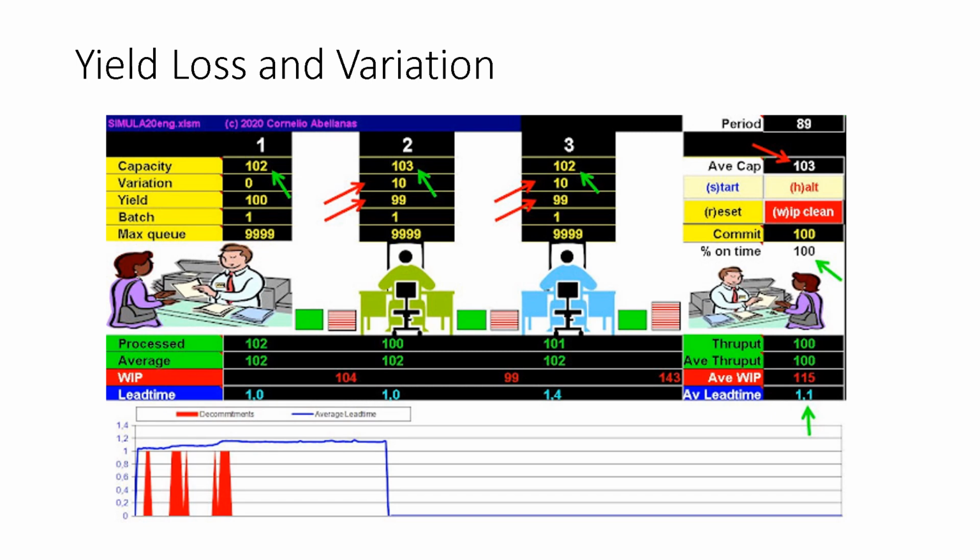So now let us analyze your solution. Resulting average capacity, resulting average lead time, percentage on time.